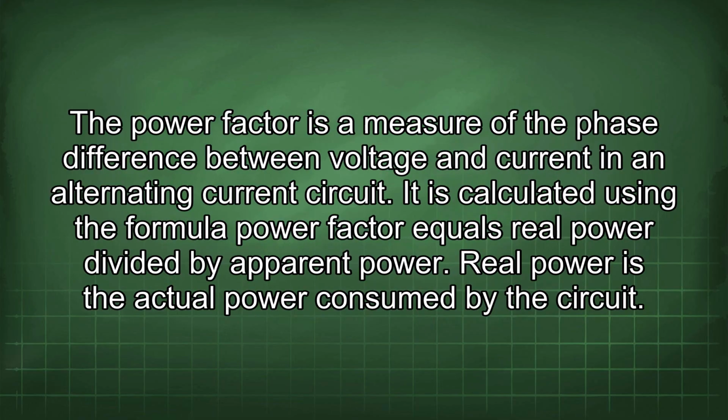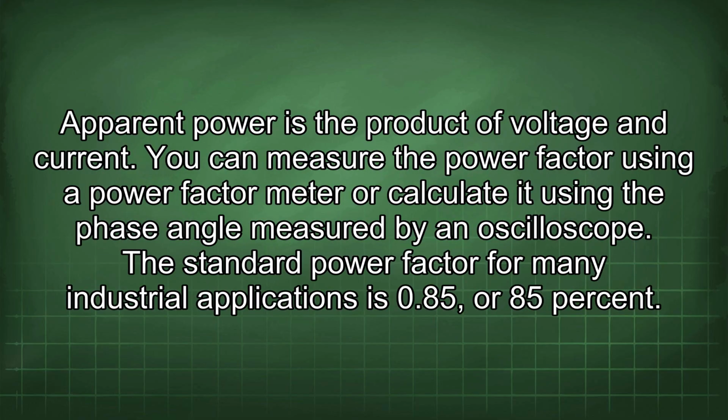Now let's shift the focus to determining power factor. The power factor is a measure of the phase difference between voltage and current in an alternating current circuit. It is calculated using the formula power factor equals real power divided by apparent power. Real power is the actual power consumed by the circuit. Apparent power is the product of voltage and current.